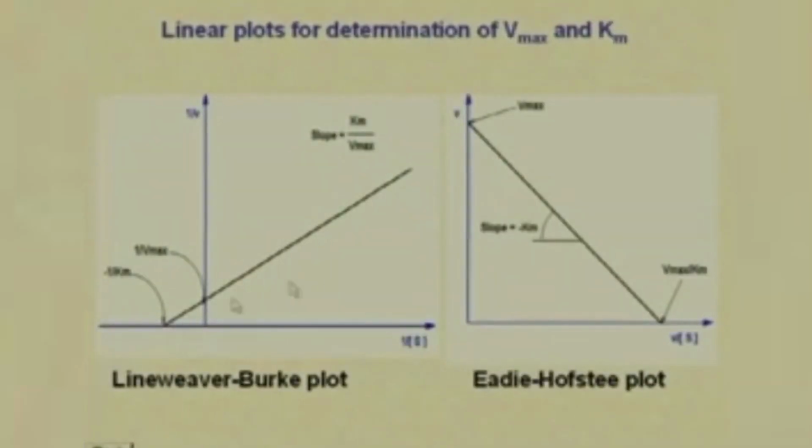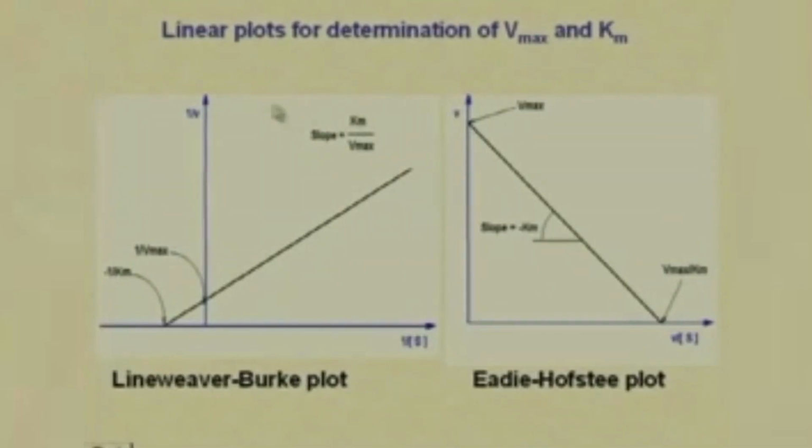So, now there is another plot that is also sometimes considered. This is where we have a Lineweaver-Burk plot. There are other linear plots. The other one that is commonly used is an Eadie-Hofstee plot that plots V versus V by S. Okay? So, if we plot V versus V by S, again what you get here is the slope as minus Km and the intercept as Vmax. Okay?